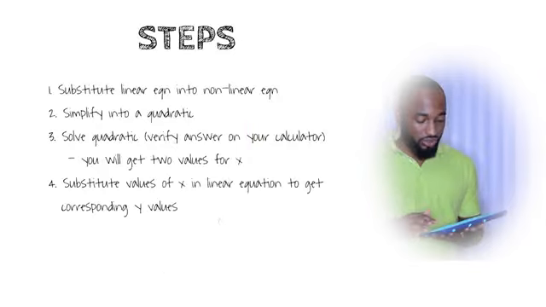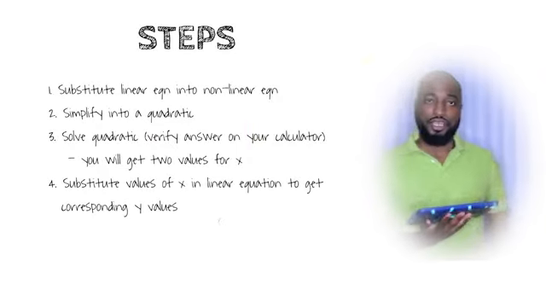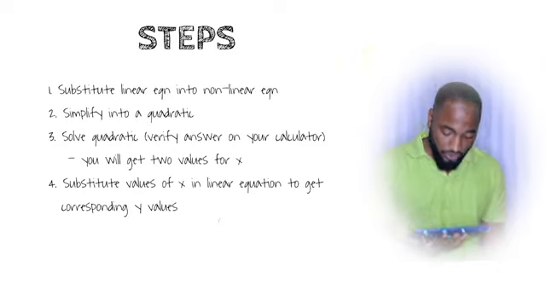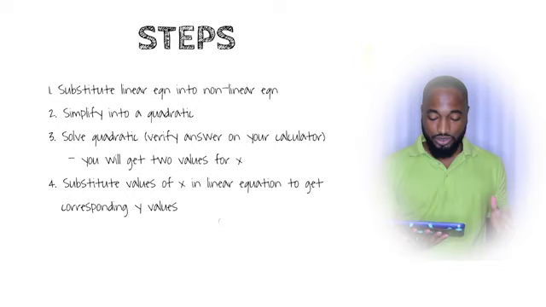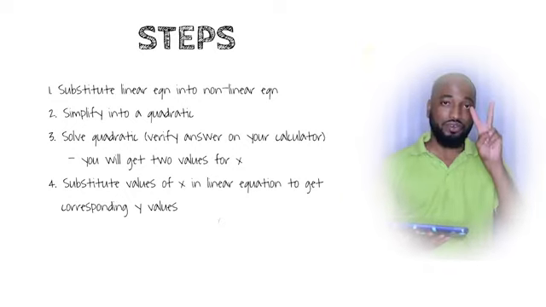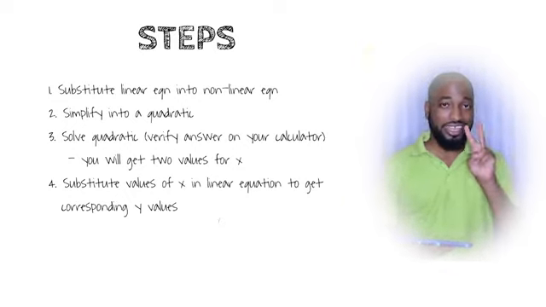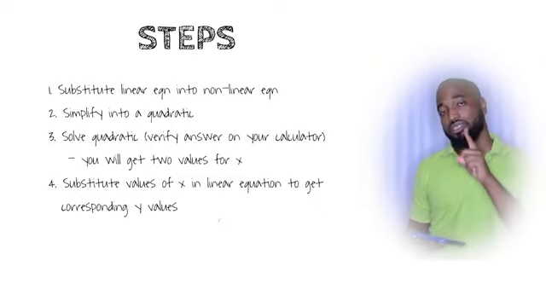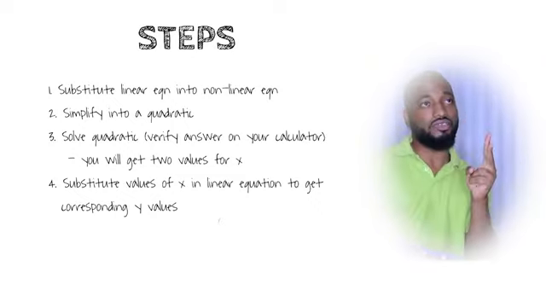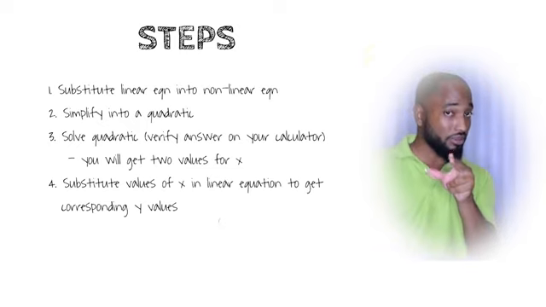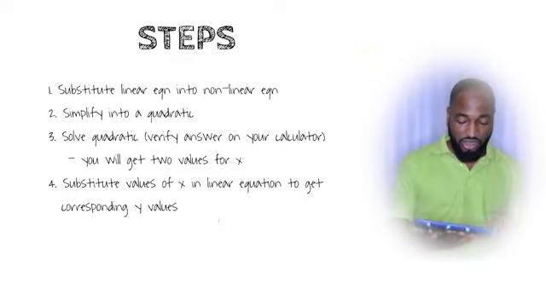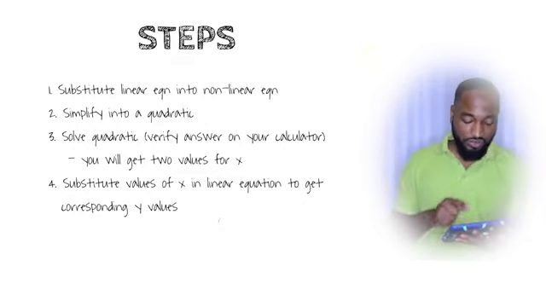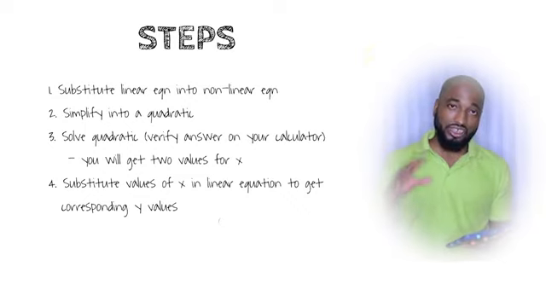So these are the steps that you want to use all the time. Substitute the linear equation into the nonlinear equation. Simplify that down into a quadratic equation, which you will solve. That usually gives you 2 answers for x. There is the rare case where you get two answers for x being the same number. That means it's a tangent. Once you do that, substitute the values of x into the linear equation to get the corresponding y values. I want you to watch this video again.